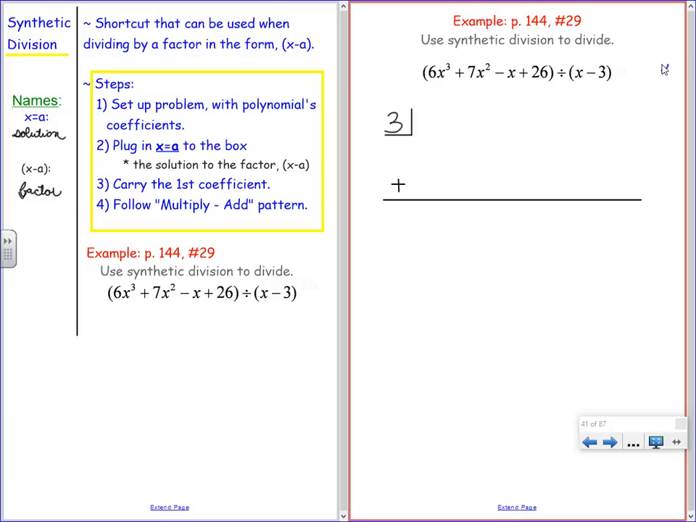Now we don't know if it's an actual solution or an actual zero unless it goes in evenly, but it's our hypothesized one. It's the one that we think possibly will be. Steal the coefficients: 6, 7, negative 1, and 26. Why no zeros? Because every single term was there. So we've done number 1, steal the coefficients.